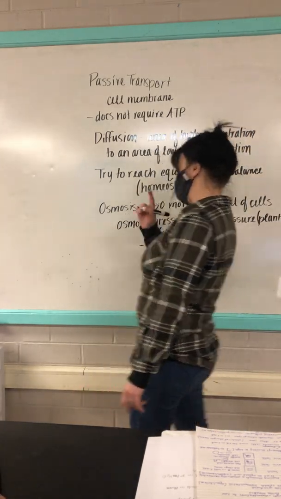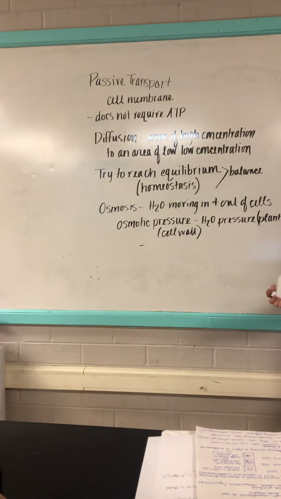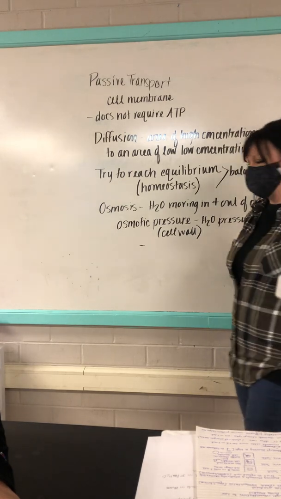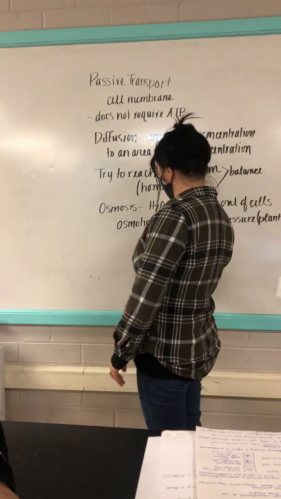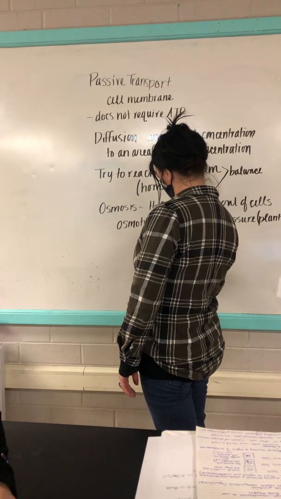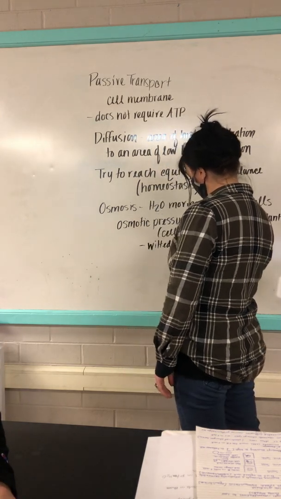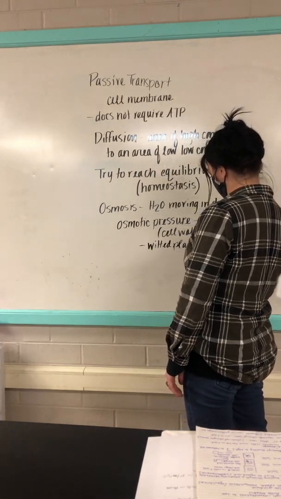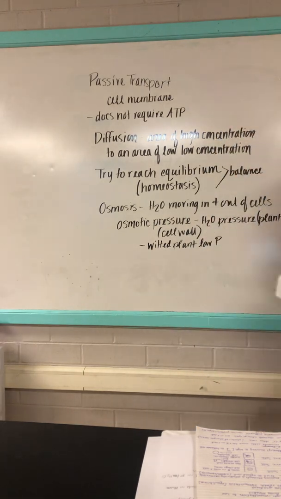But you're going to see this the most if you don't water your plants. What happens? What's the first thing they start to do? How can you tell they need water? They wither. They start to wilt. Okay, so a wilted plant is going to have a low osmotic pressure. It doesn't have all the water it needs to help the plant stand up.